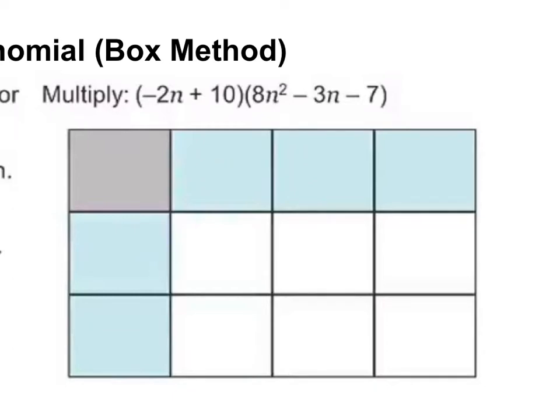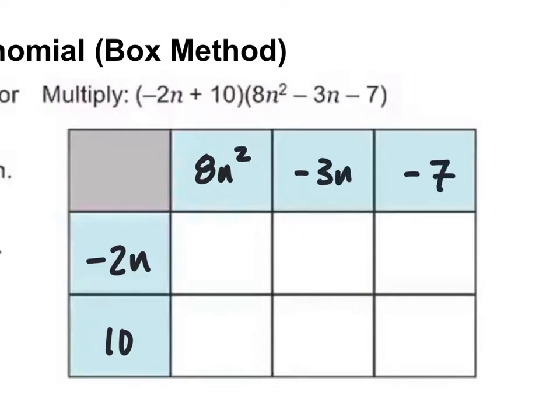So this is going to be negative 2n and then positive 10. All right, this is going to be 8n squared minus 3n and then minus 7. Okay, so I'm going to multiply each of these, and this might be a little bit easier, maybe a little bit faster, but I'm just showing you guys all the different methods.